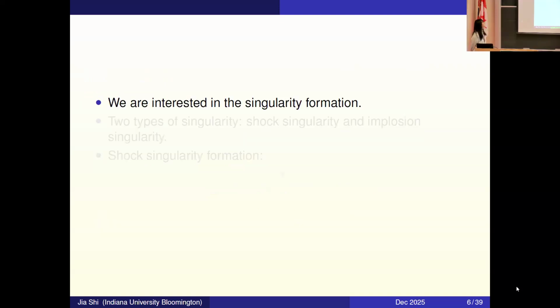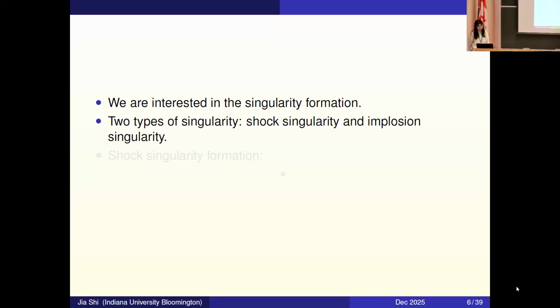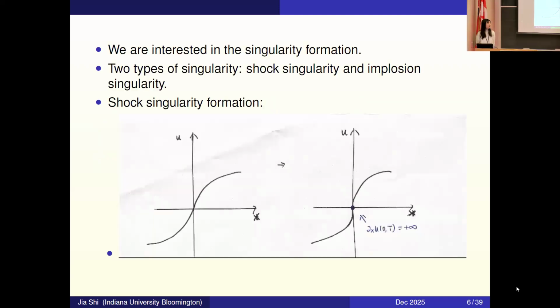So this whole thing is about singularity formation. The compressible Euler itself has two types of singularity. The first is shock, and the second is implosion. For the shock singularity, the solution develops some discontinuity, or at the pre-shock, the derivative tends to infinity. For example, starting from a perfectly smooth curve on the left-hand side, after some finite time, it will become tangential to the vertical axis at the origin. So here the derivative is infinity, and there's a pre-shock happening.